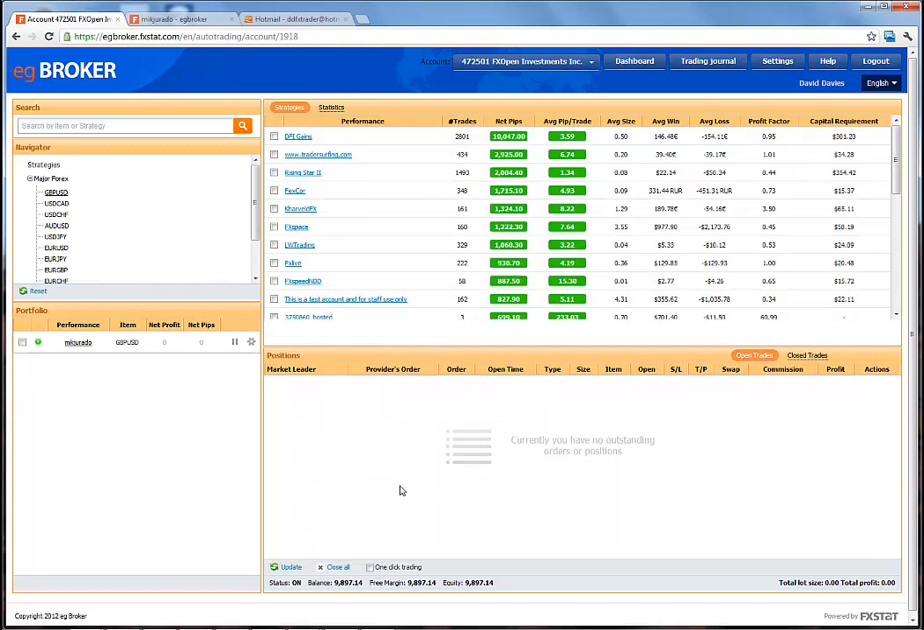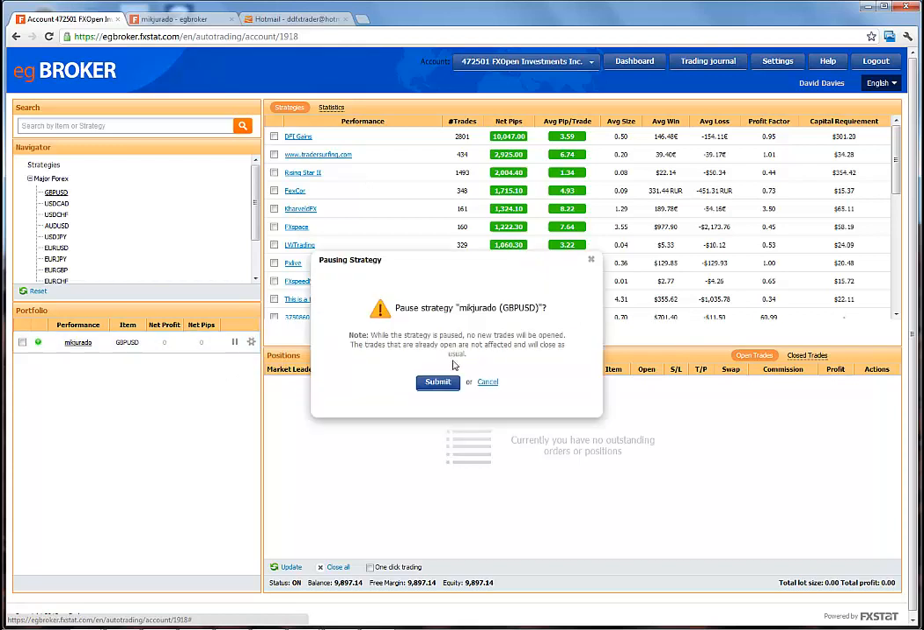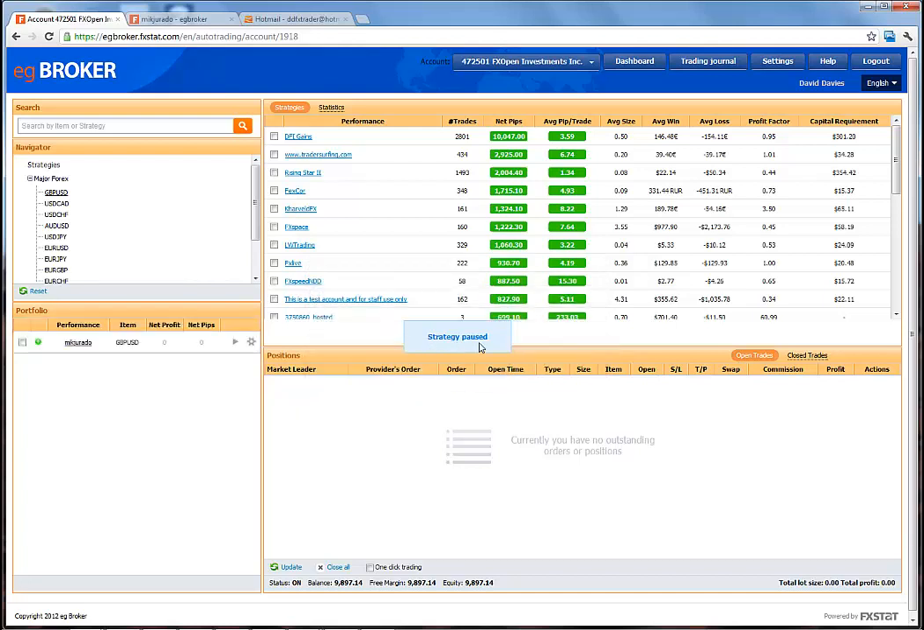If at any stage you wish to stop receiving signals from this signal provider, but keep them added to your portfolio, we can click on the Pause strategy. This opens up a new window, which lets you know that no new trades will be opened following this trader. The trades that are currently opened, however, will not be affected and will close as normal. Then simply click on Submit. Strategy is paused, and you're given the option to follow the strategy once more.